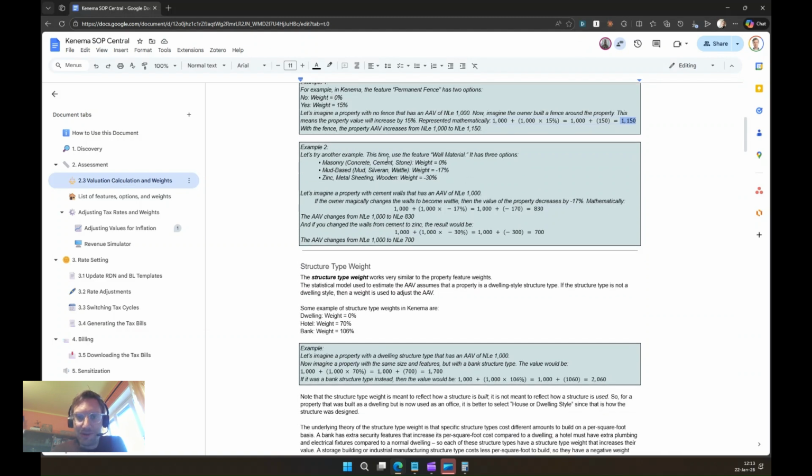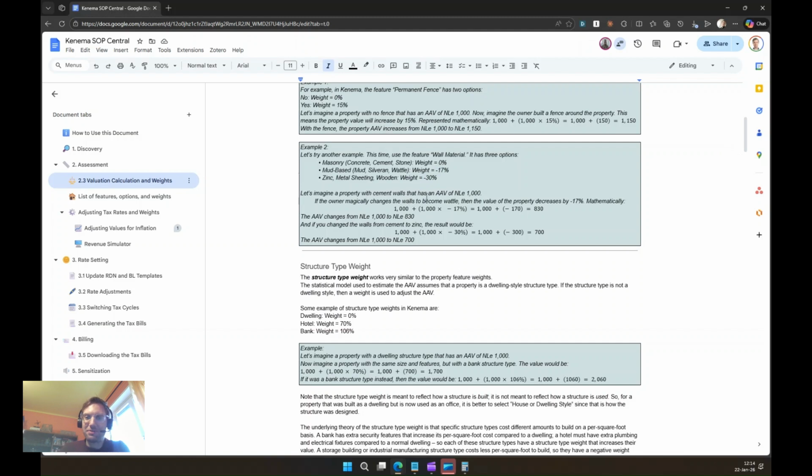Think about another example. We have wall material, which has three options: masonry, mud-based, and zinc, metal, and wood. So masonry is 0. Mud-based reduces the value by 17%, so it has a weight of negative 17. And the zinc and metal and wood, this is like palm body. This reduces the value by 30%, so it has a weight of negative 30.